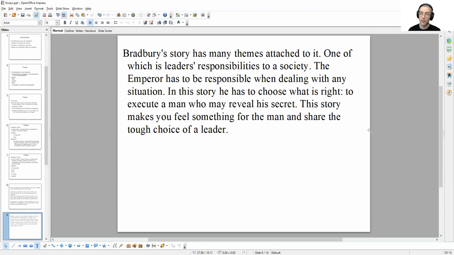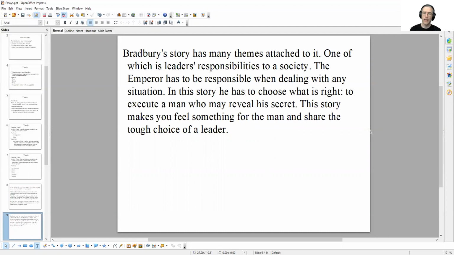Ray Bradbury's story here, "The Flying Machine," another thesis engaging with it. Bradbury's story has many themes attached to it, one of which is leaders' responsibilities to society. The emperor has to be responsible when dealing with any situation. In the story, he has to choose what is right to execute a man who may reveal his secret. The story makes you feel something for the man and share the tough choice of the leader.